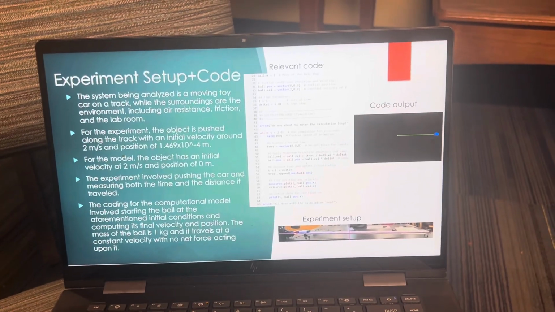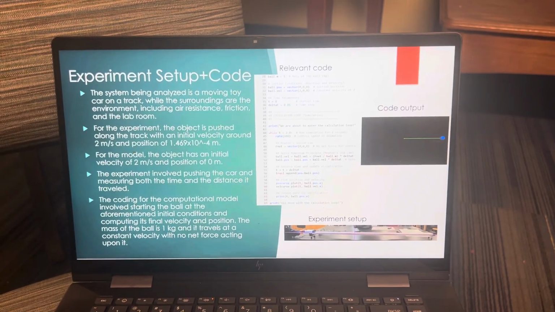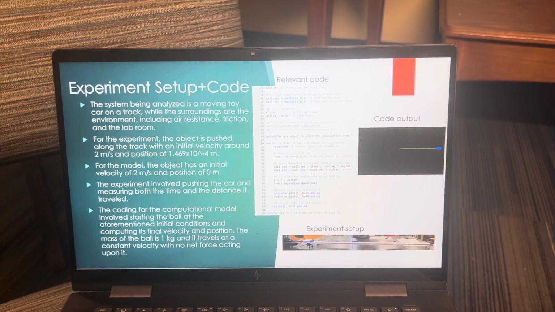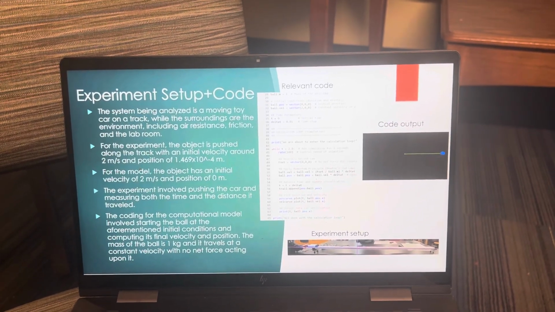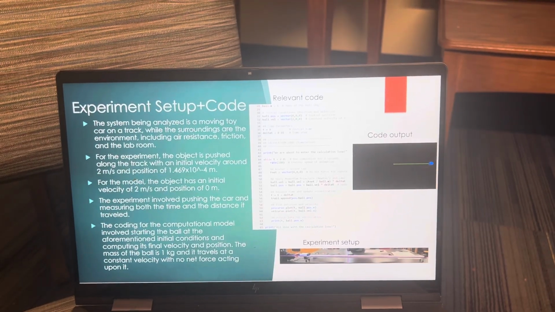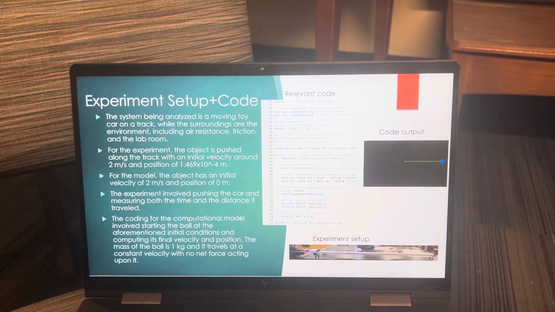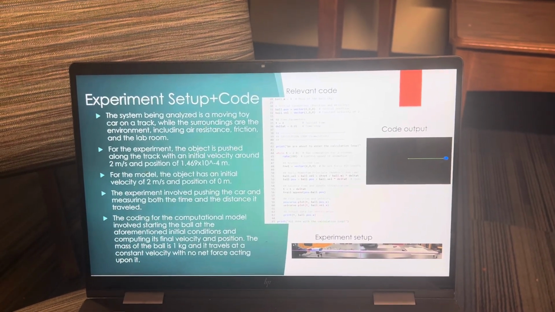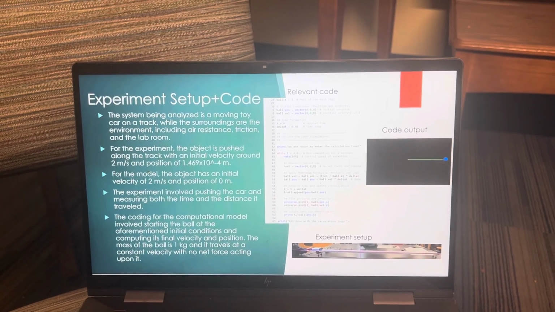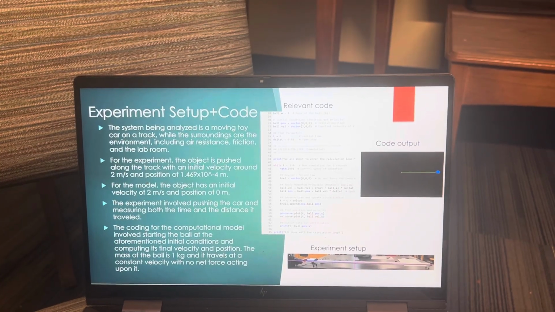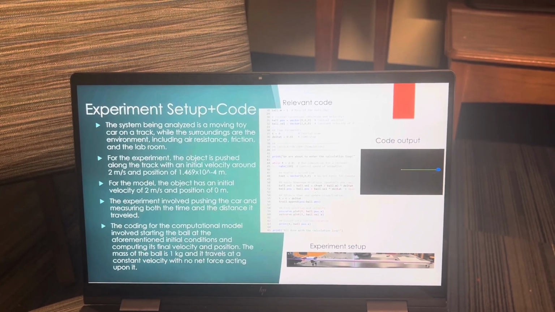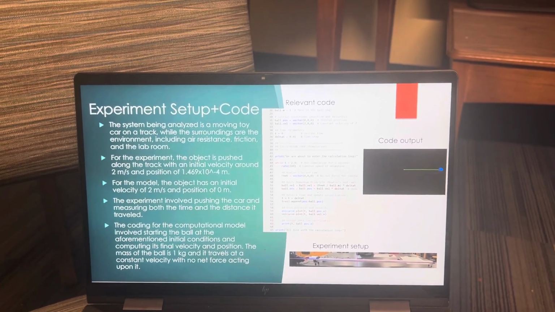So in this experiment, the system being analyzed is a moving toy car on a track. The surroundings are the environment, which include air resistance, friction, and the lab room itself. For the experiment, the object is pushed along the track with an initial velocity around 2 meters per second and a position of 0.000469 meters.